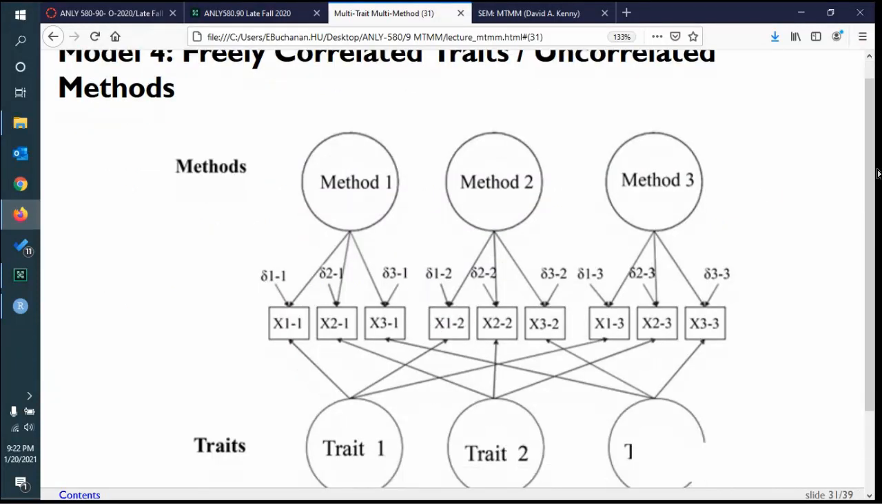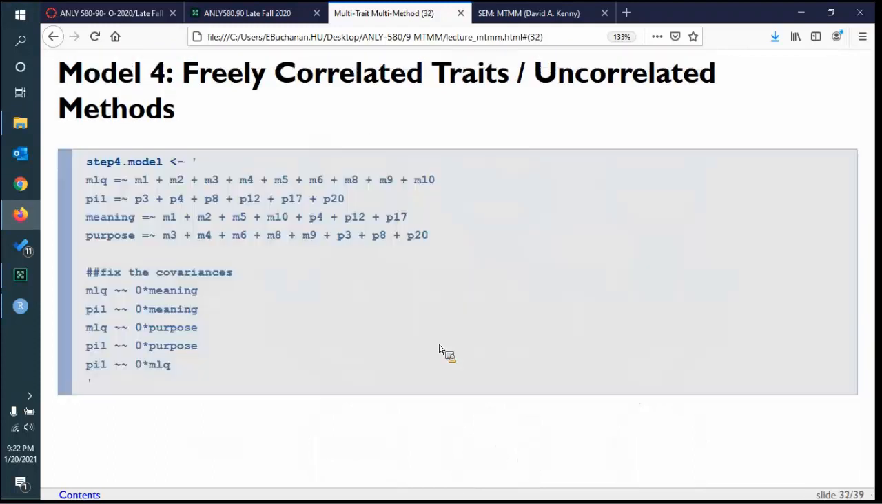And so here's the idea behind that one: the traits are normal and the methods are uncorrelated. They're each assessing a different little piece. And in that model, this is pretty easy. We just set pill equal to 0 times MLQ. Okay. Notice that this is not additive. So in model 3, we had meaning tilde tilde 1 times purpose. I took that out because we're comparing model 4 to model 1. So 2, 3, and 4 don't add together. This is not hierarchical in any form.